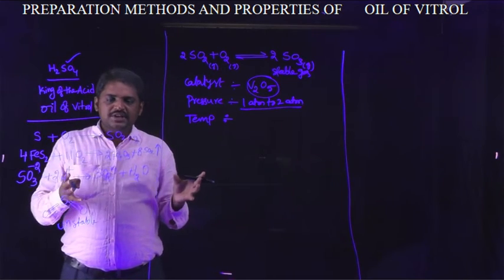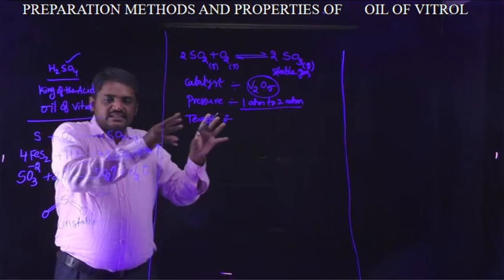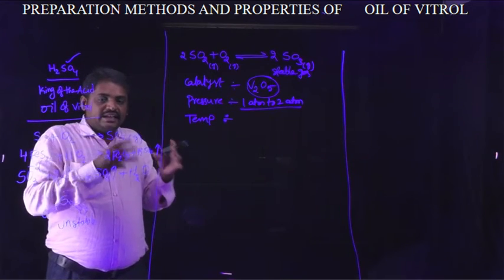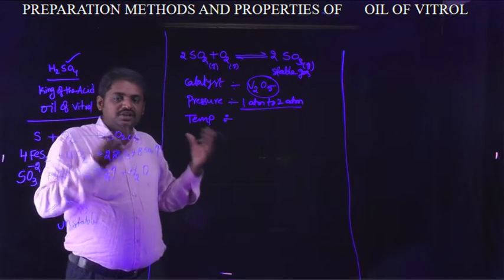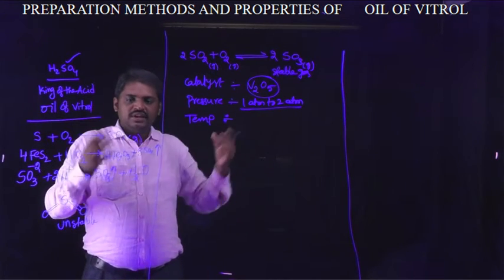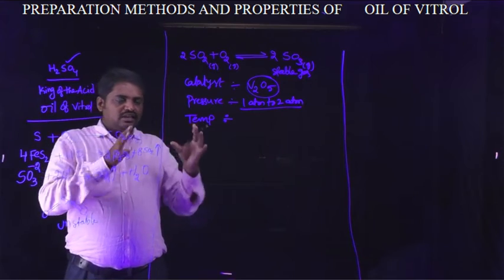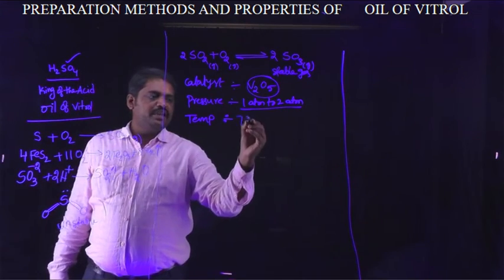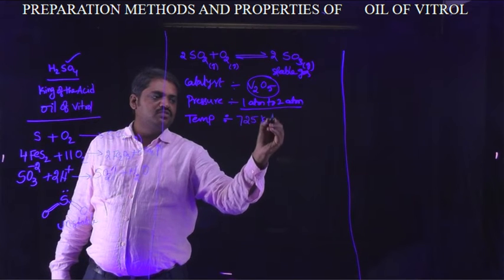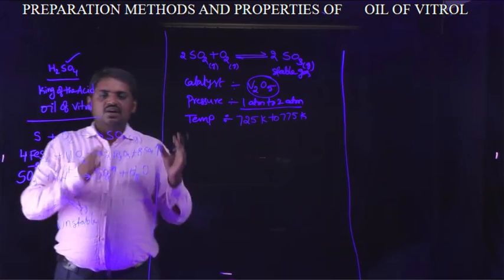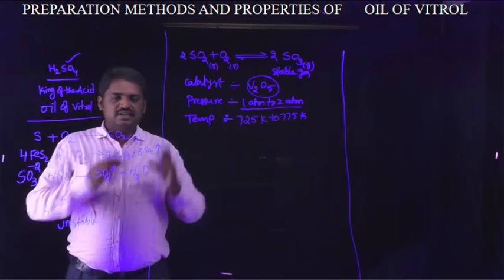So to increase the rate, the temperature is increased. When the temperature is increased, the kinetic energy of the reactant molecules also increases, and automatically the reaction rate also increases. So in this reaction the temperature is maintained at 725 Kelvin to 775 Kelvin. This is the optimum temperature in this reaction.